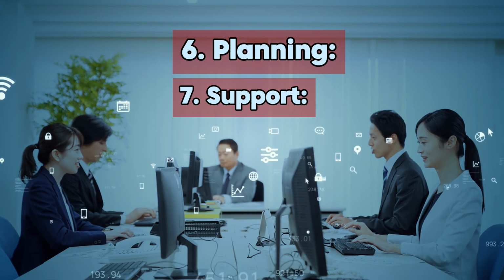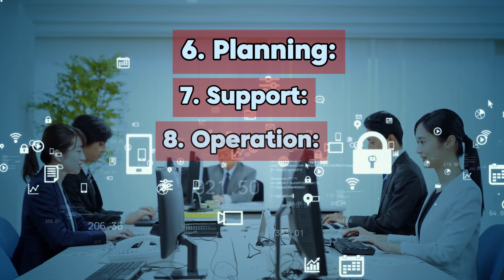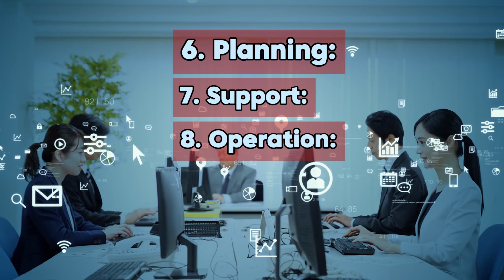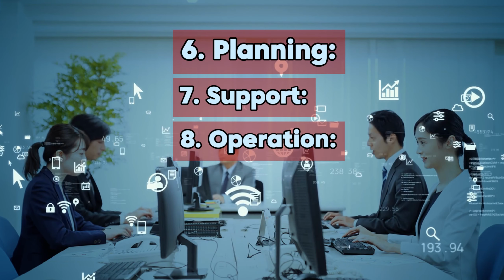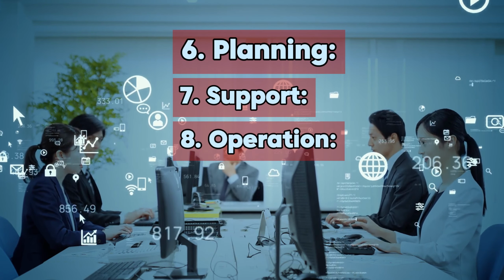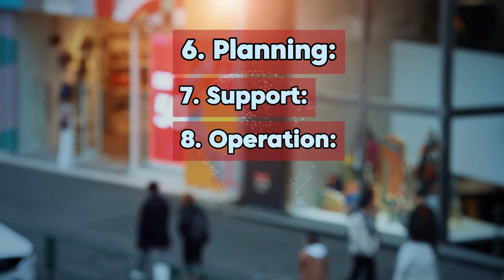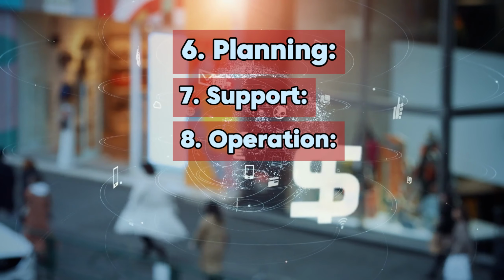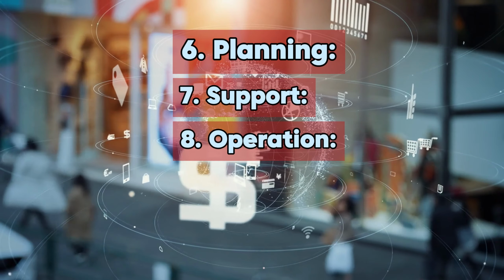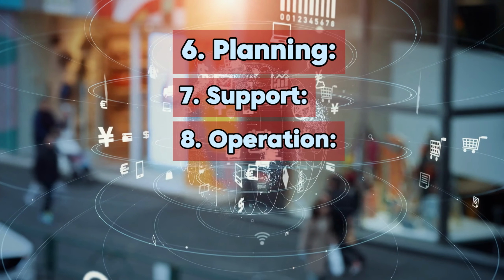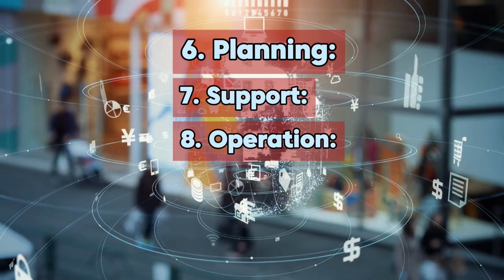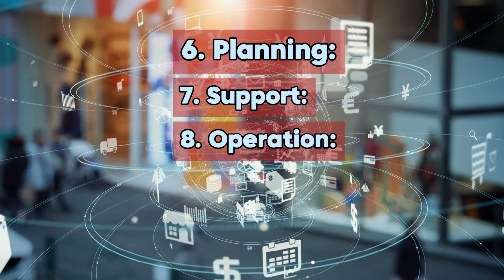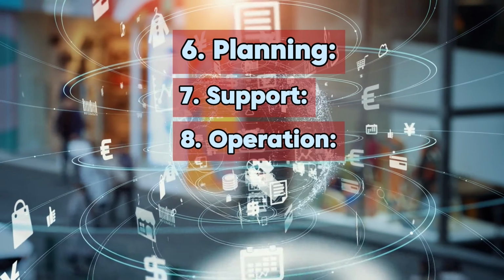The next clause, clause number 8, is operation, and it deals with the planning, implementation, and control of processes needed to meet quality management system requirements. It is very concerned with the planning, implementation, and control of processes needed to meet requirements for products and services. It also includes requirements for operational planning and control, and for customer communication.